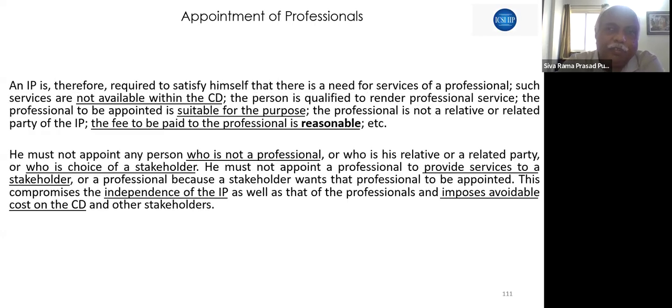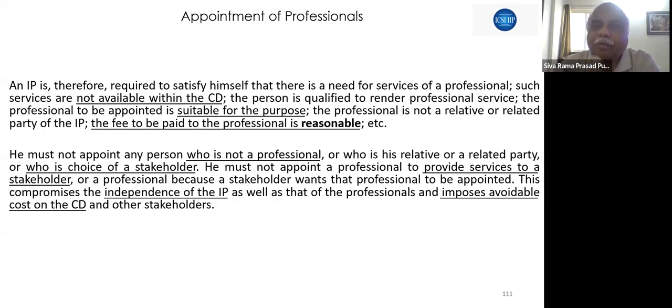An IP is therefore required to satisfy himself that there is a need for the service. If there are no PUFE transactions, he immediately confirms to the adjudicating authority and can withdraw the transactional audit also. But by default, in all CIRPs, even when the records are not available, PUFE transactions are initiated. If records are available, then only the transactional auditor will verify. If the books are not available, how will he give the report?